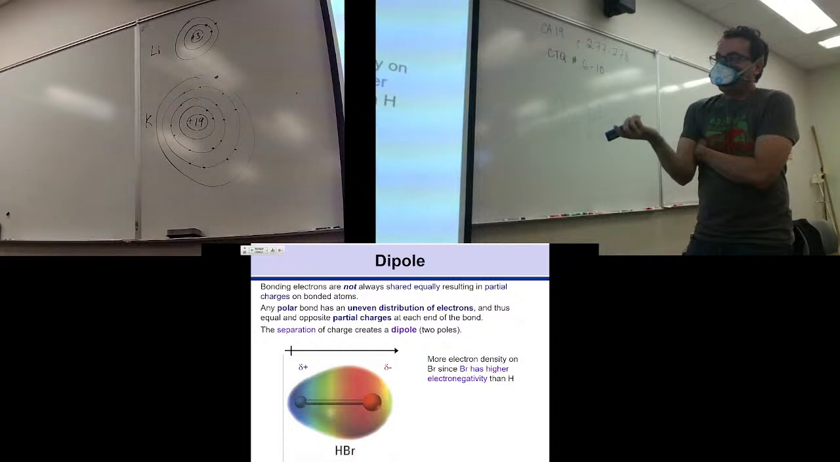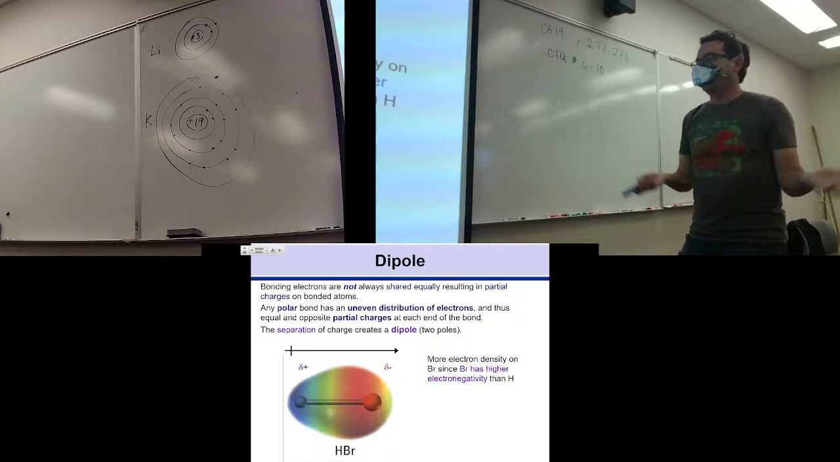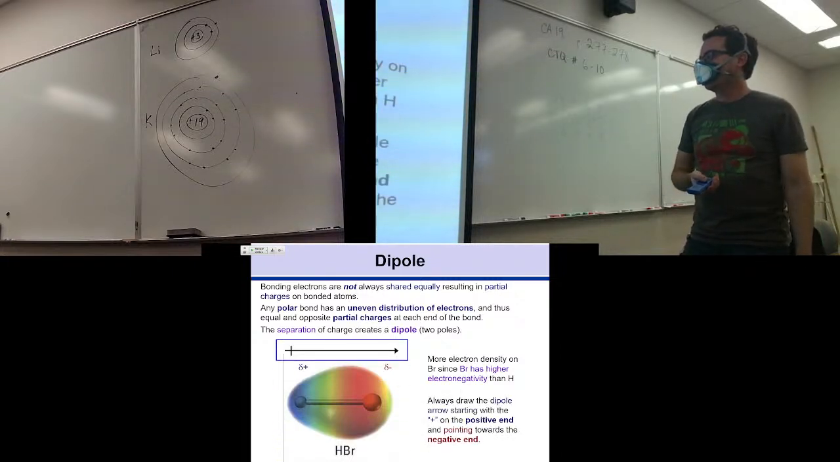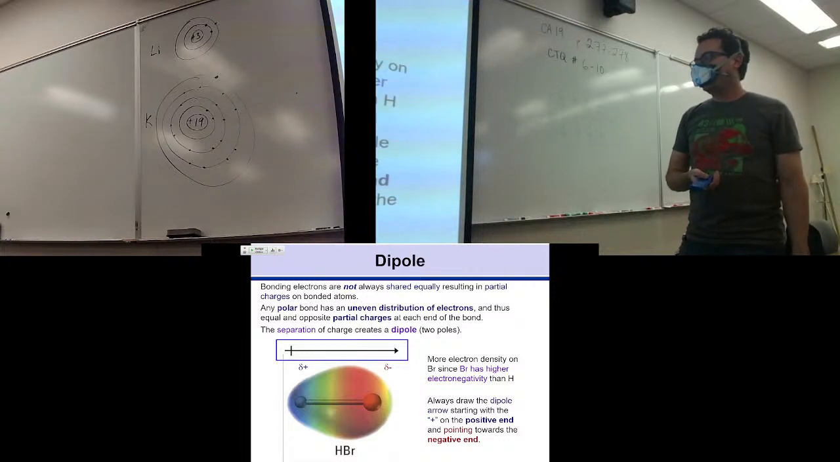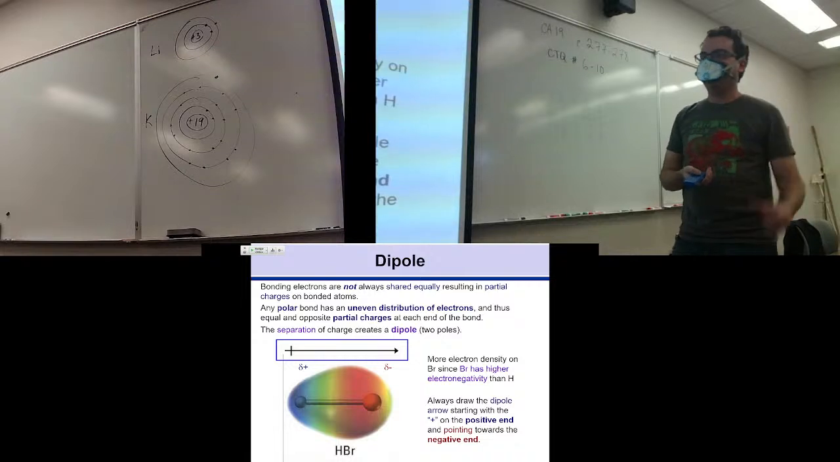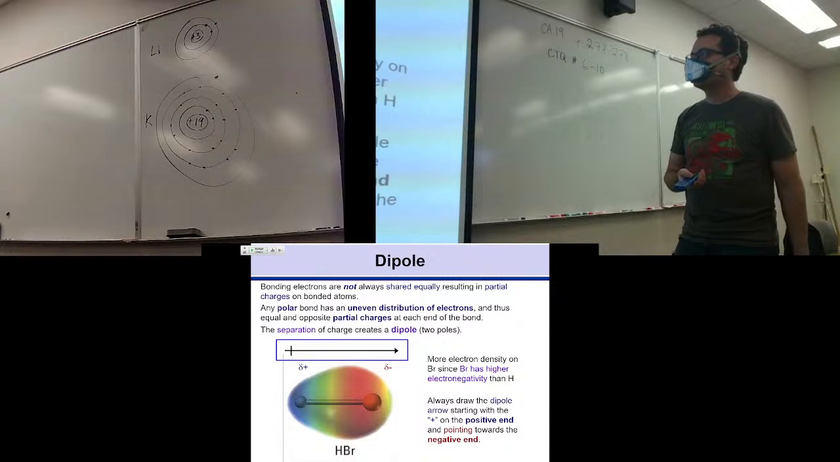The bigger the dipole moment, the bigger the arrow is going to be. And we call it a dipole because there's two poles. There's a positive side and there's a negative side. That's where the word comes from. Again, draw the arrow towards the negative side. The tail of the arrow, we put a little plus on it just to identify it as a dipole moment. And it's always on the positive side.